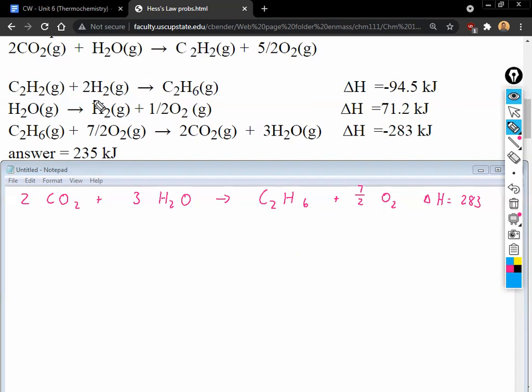Now, if you guys take a look at all this, the only equation with C2H2 is this first one right here. And it looks like we need to switch that around. So just make sure you switch the delta H. So this equation right here is going to flip. We're going to have C2H6 produces C2H2 plus 2H2, and we need to make sure we flip the delta H so that it's 94.5. It's positive.